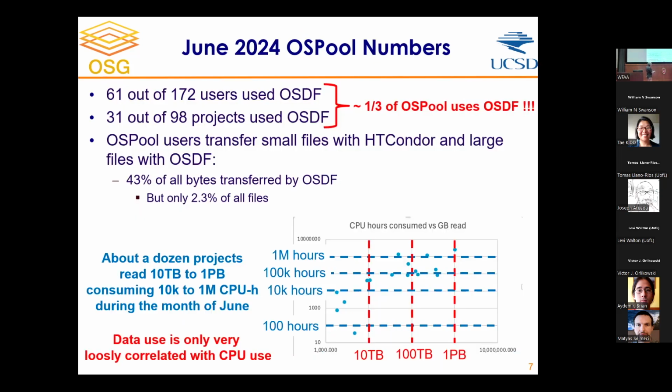Also, I want to point out the values here. We're talking between 10 terabytes and a petabyte read by the majority of the users who actually use the OSDF on the OS pool. Even the OS pool users move petabytes. And as an individual user that read petabytes in a single month, there's one out here. There's one project that has actually read a petabyte in June. And it's an OS pool user, and I'll tell you who it is in a second.